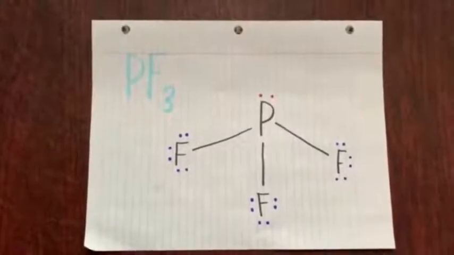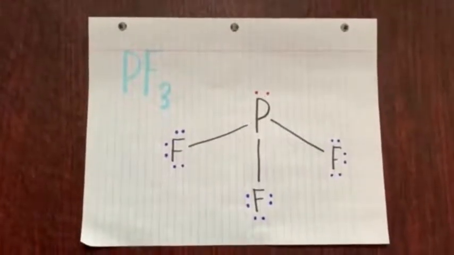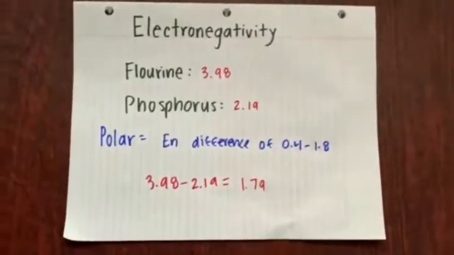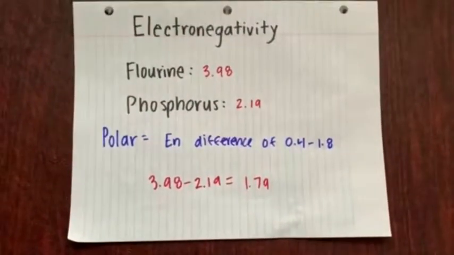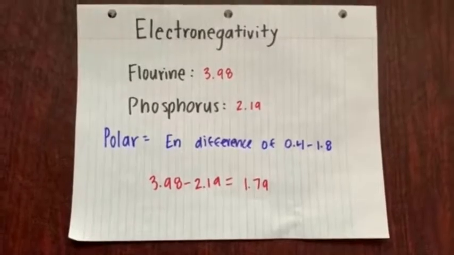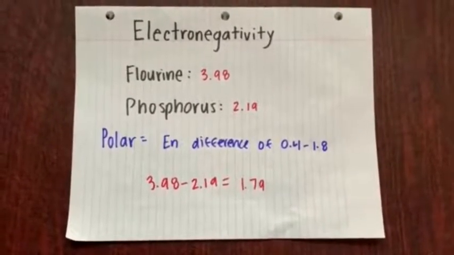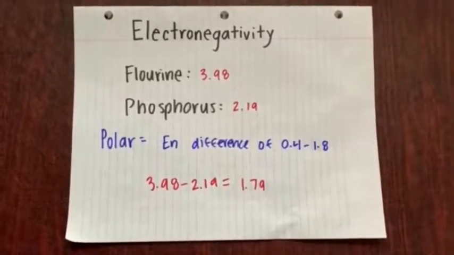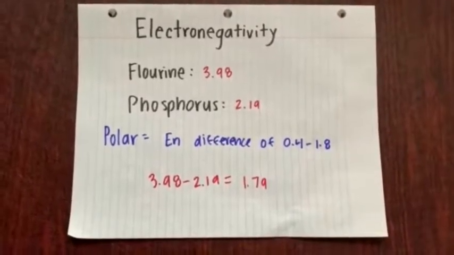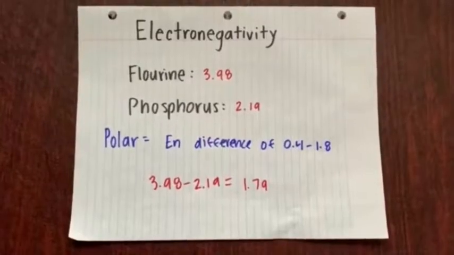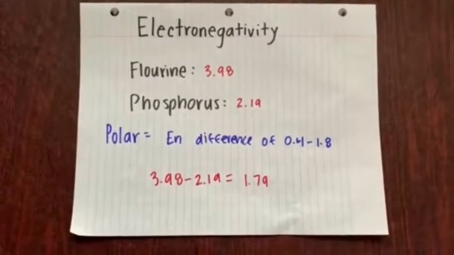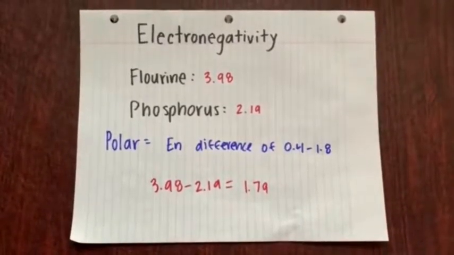Phosphorus trifluoride is a polar ion. The electronegativity of polar ions is a difference between 0.4 and 1.8. The electronegativity of fluorine is 3.98, and the electronegativity of phosphorus is 2.19. The difference of this is 1.79, which falls in the category of polar molecules.